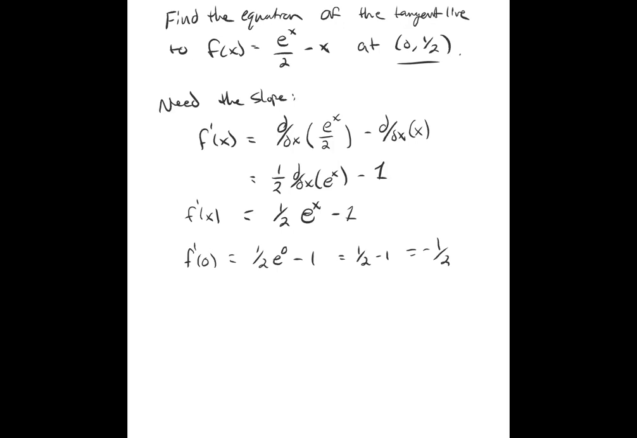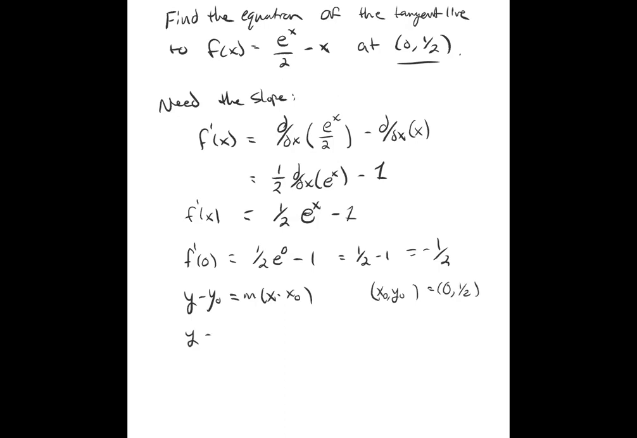Okay. So now we're ready to use point slope form. I prefer to use point slope form, but you can use slope intercept form as well. The form I like to use is y minus y naught is equal to m times x minus x naught, where x naught, y naught is 0, 1/2.